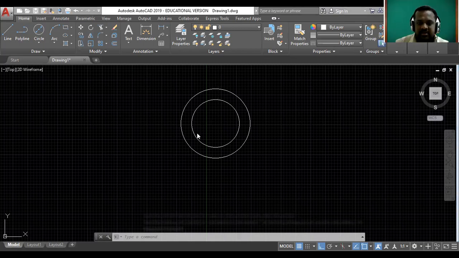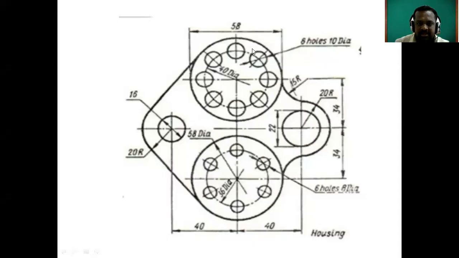Check the given figure here. Okay, 40, 58. And then we have to draw that small circle with the help of the polar array. What is the diameter of that small circle? 10. And how much quantity is required? 8. Okay, just check how to draw it.